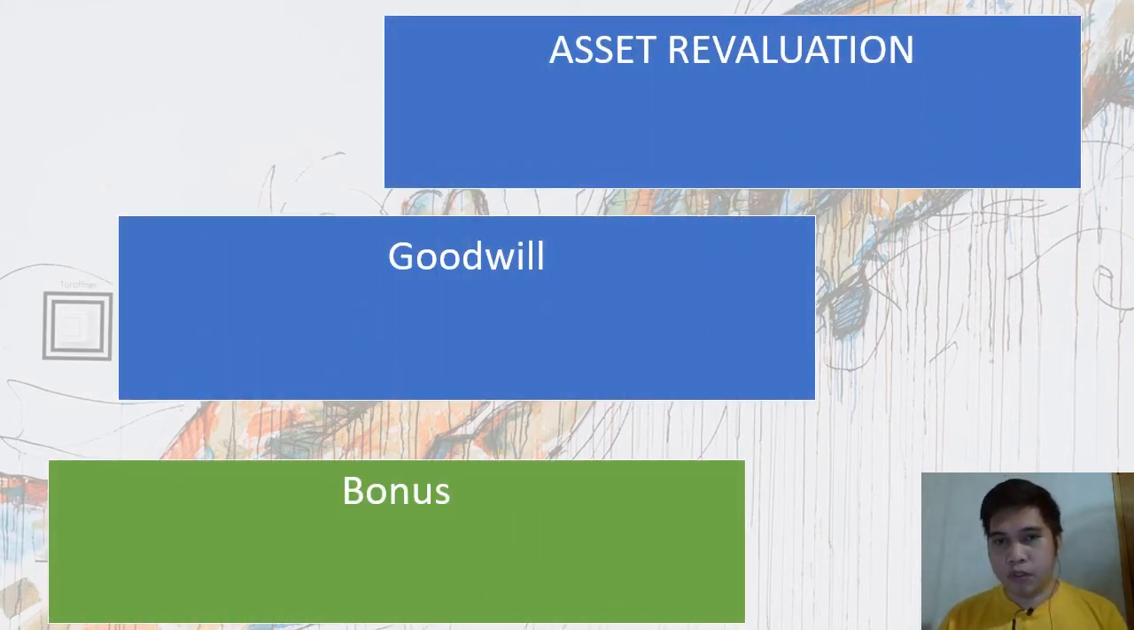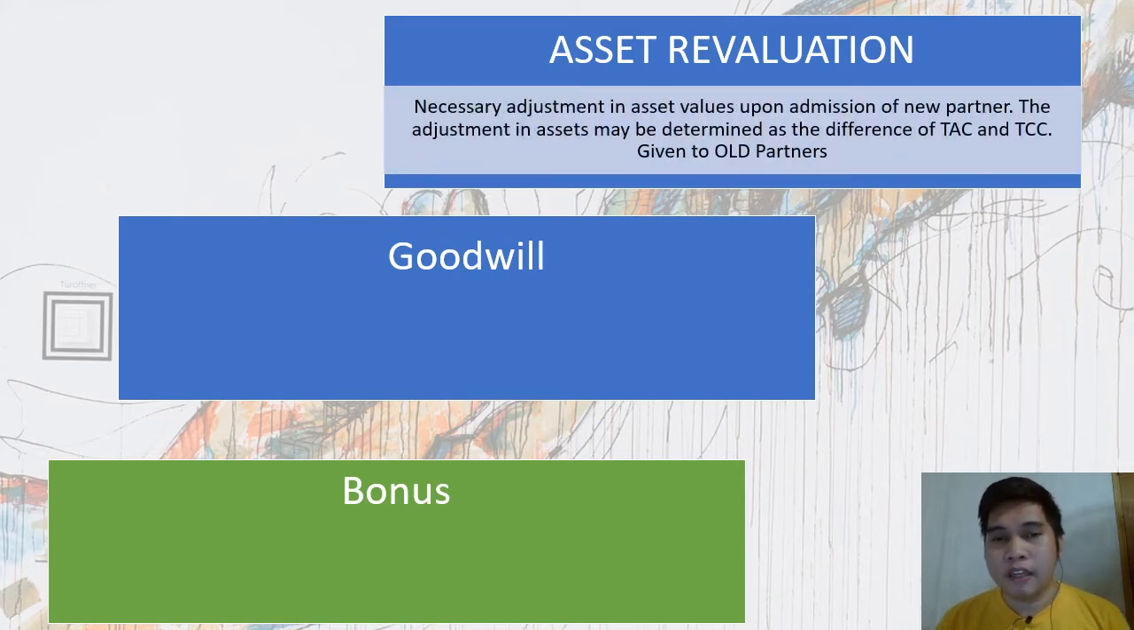Okay, other terminologies that we have to be familiar with, we have the asset revaluation, goodwill, and the bonus. So, these are the reasons why the total agreed capital is different from the total contributed capital. And also, kapag meron pong difference between the agreed capital of the new partner from his contributed capital. So, isa-isahin natin. So, first, we have the asset revaluation. Asset revaluation is the necessary adjustment in asset values upon admission of new partner. The adjustment in asset may be determined as the difference of total agreed capital and the total contributed capital. And of course, it is only given to old partners.